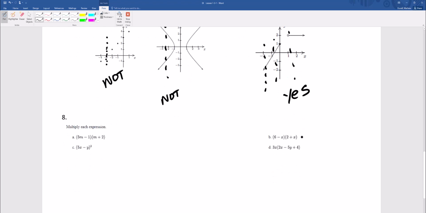Multiply each expression. So this is where we can just go through and distribute. So 5m times m is 5m squared. 5m times 2 is 10m. -1 times m is -m. -1 times 2 is -2.